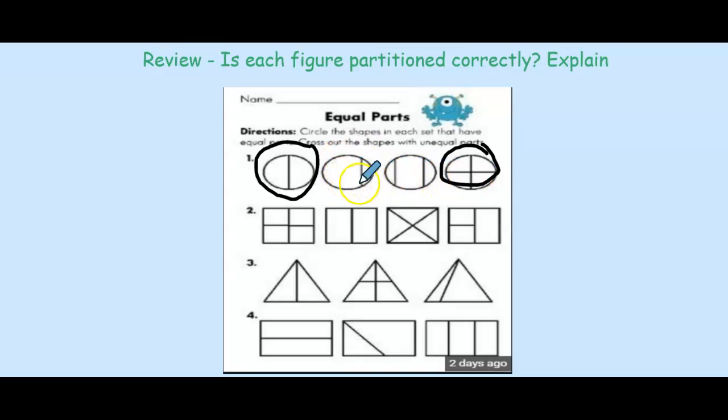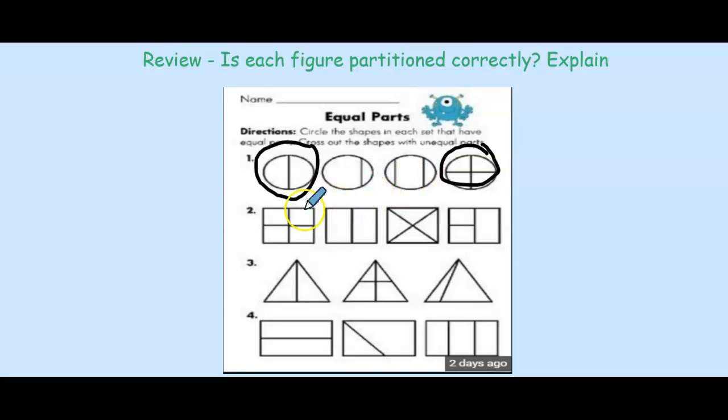Look at the second shape. Is this partitioned correctly? No. The parts are not equally partitioned. This slice is a lot larger than the right-hand slice. What about this shape? Is this shape partitioned correctly? No, it's not. The shapes on the inside of the shape are not the same size.